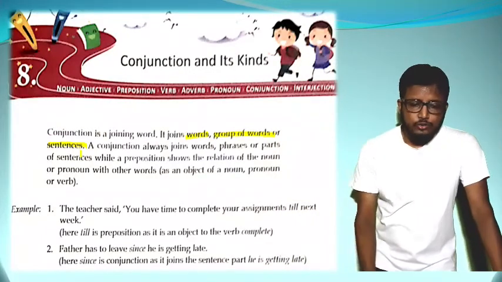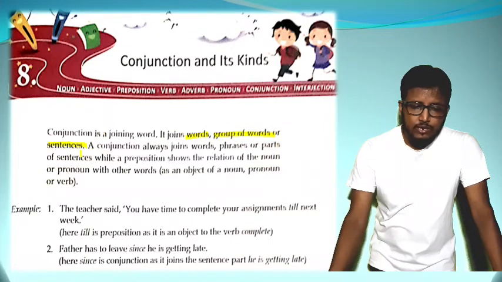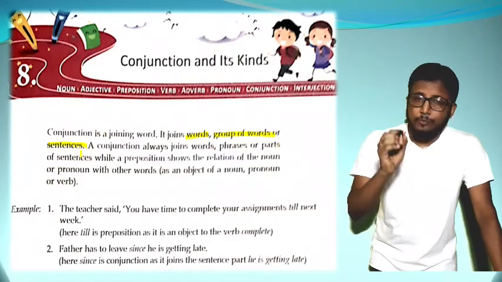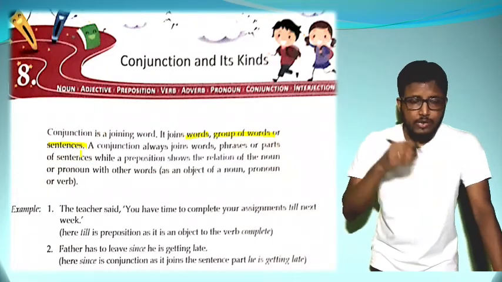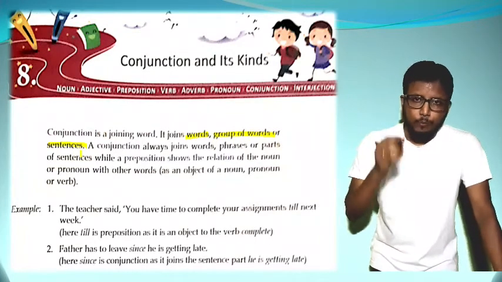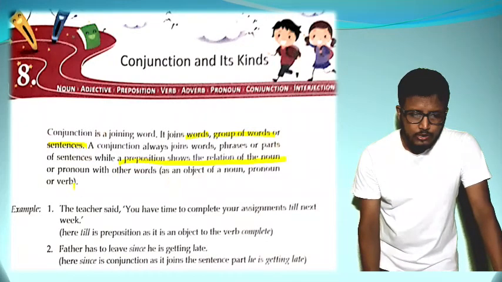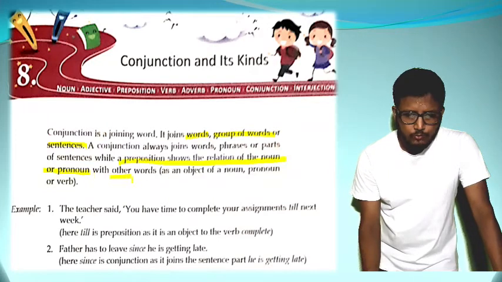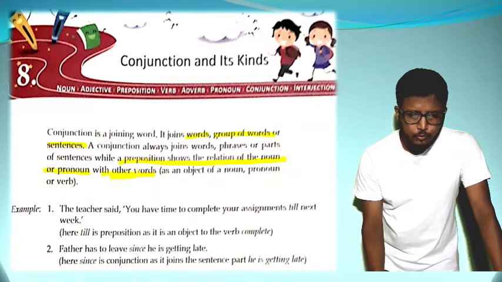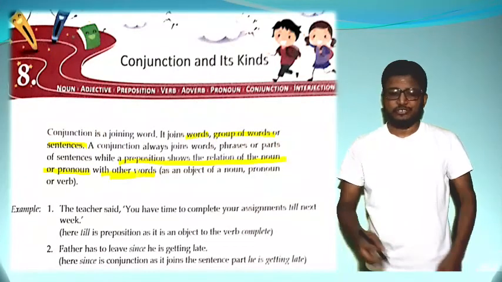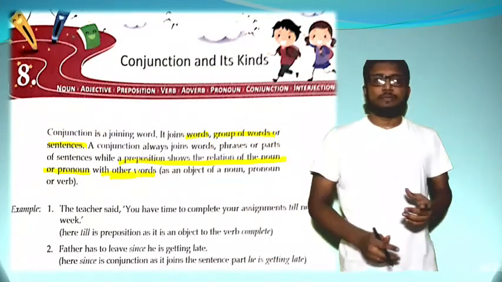A conjunction always joins words, phrases or parts of sentences, while a preposition shows the relation of a noun or pronoun with other words. So here you have got the information about preposition also. It's not new to us because we completed the last chapter about prepositions. We know the preposition shows relation and positions too. So this was the concept about conjunction.